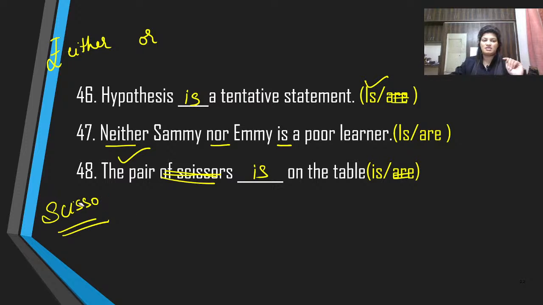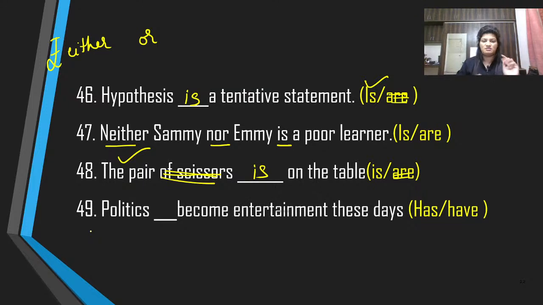Next question, guys. Okay, the pair of scissors, singular. Scissors are. Okay, remember that. Do not get confused by pair of scissors and is. Yeah, here it is because we ignore this. We are only referring to the pair alone, and when you use the word the pair, then it is. Politics dash become an attainment these days.